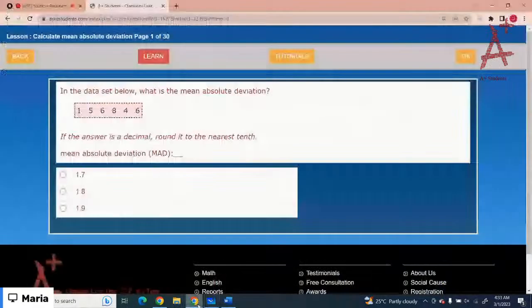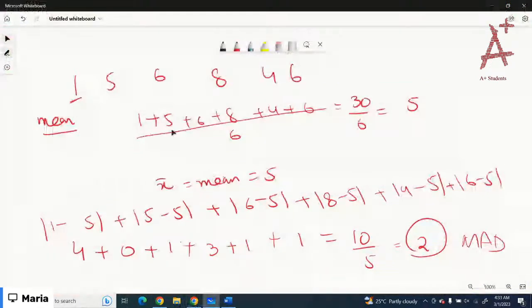The data set is 1, 5, 6, 8, 4, 6. Wait, let me add them: 1 plus 5 plus 6 plus 8 plus 4 plus 6 is 30. 6 times 5 is 30, so the mean is 5. 1 minus 5 is 4. 5 minus 5 is 0. 6 minus 5 is 1. 8 minus 5 is 3. 4 minus 5 is 1. And 6 minus 5 is 1. Add them up: 4, 5, 6, 7, 8, 9, 10. The sum is 10, and you have to divide 10 by 6, because there are 6 numbers.